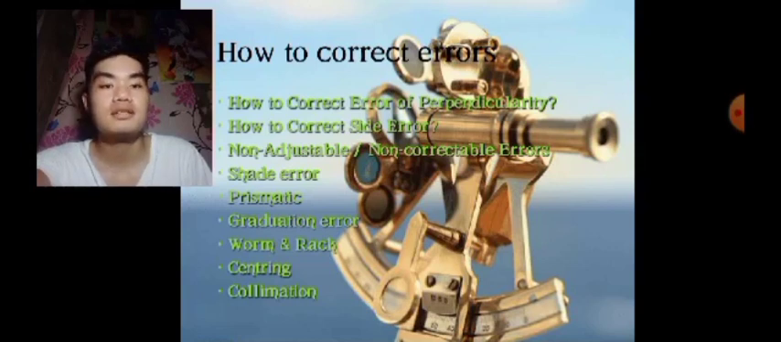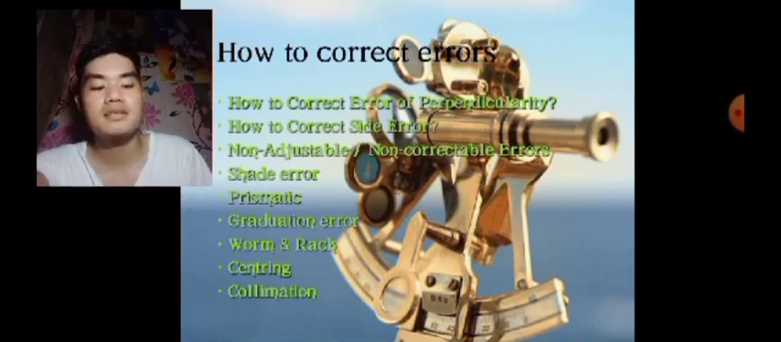Next is the shade error. Shade error is when the faces of the shades are not parallel to each other. Next is the prismatic error. Prismatic error is when the two faces of the mirror are not parallel to each other. Next is graduation error. Graduation error is an incorrect scale on the arc, vernier or micrometer.